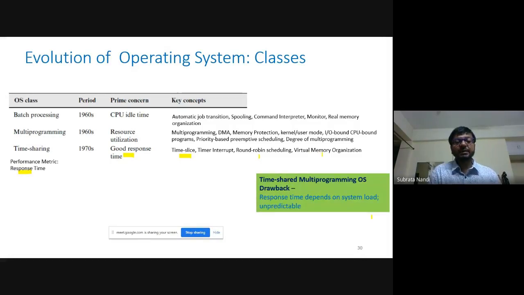The only drawback it has is that the response time depends on the system load, and you don't have a predictable response time, which is essential in some specific types of systems, and that is real-time systems, which we'll talk about in the next lecture. The real-time operating system requires a predictable, kind of guaranteed response time, which a time shared system cannot guarantee. And while working on a server, you can feel the difference in response time when there is a high load or low load condition.